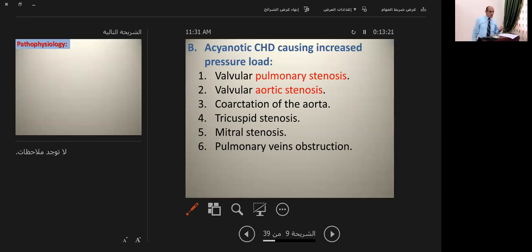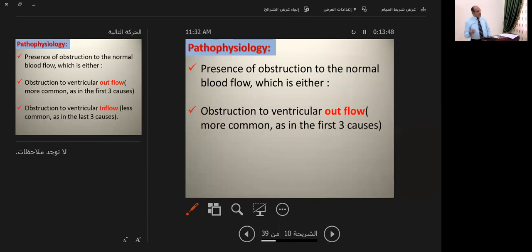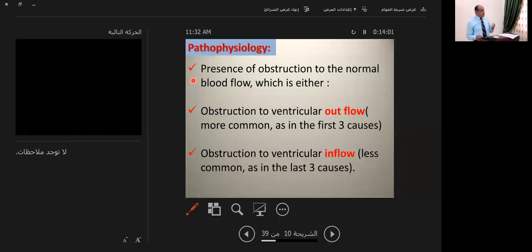Also in coarctation of aorta, with narrowing of the aortic arch, there will be more pressure on the left ventricle to pump blood through the stenotic aortic arch. As for tricuspid stenosis, mitral stenosis, and pulmonary vein stenosis, I have mentioned them. There is either obstruction to ventricular outflow, meaning the blood leaving the heart, which we said occurs in aortic stenosis, pulmonary stenosis or coarctation of the aorta, or obstruction to ventricular inflow.